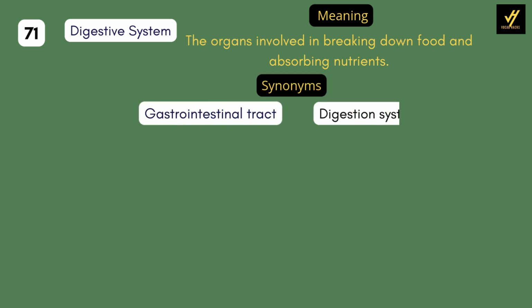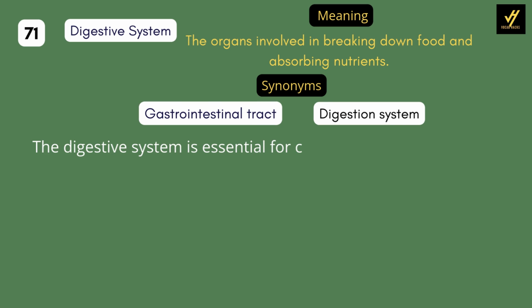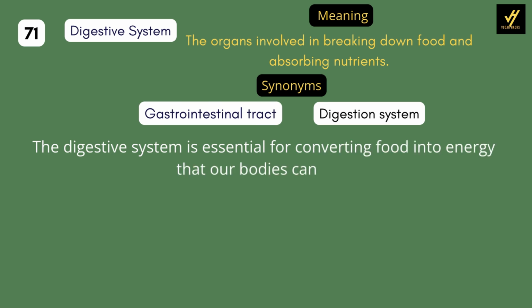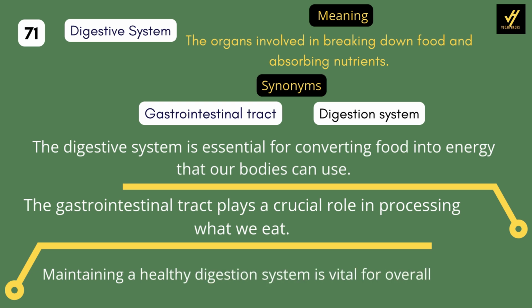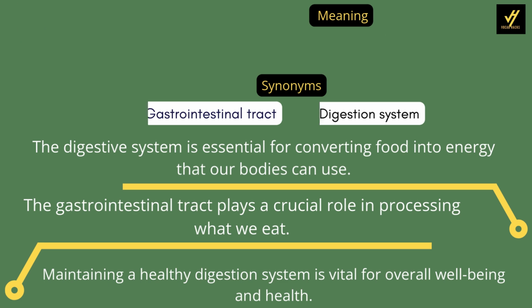Gastrointestinal tract, digestion system. The digestive system is essential for converting food into energy that our bodies can use. The gastrointestinal tract plays a crucial role in processing what we eat. Maintaining a healthy digestion system is vital for overall well-being and health.